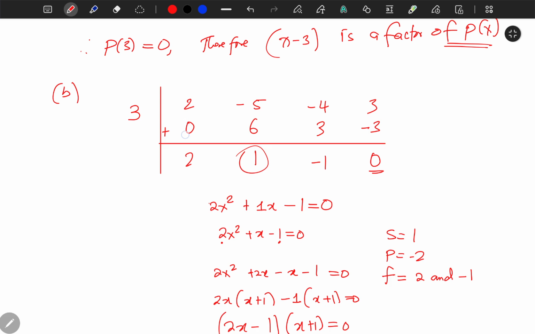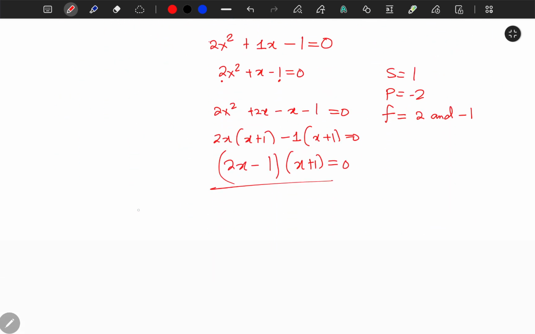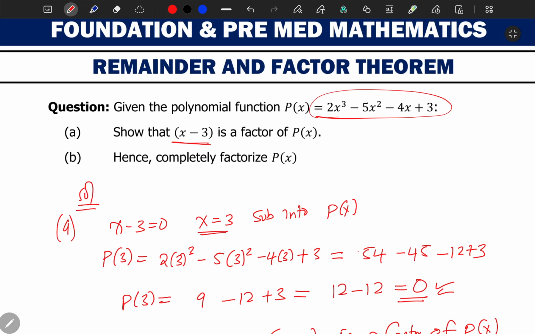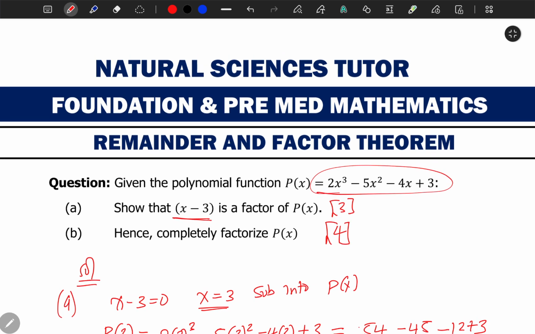So we get the factor that we divided at first, x minus 3. Therefore, the factorized form will be equal to: the first factor was x minus 3, the second was 2x minus 1, and the third was x plus 1. You factorized it. That's all. Done. So this is 3 marks, I guess, and maybe this one also 3. Maybe 4, because of that division, then factorizing further. So basically that's all.